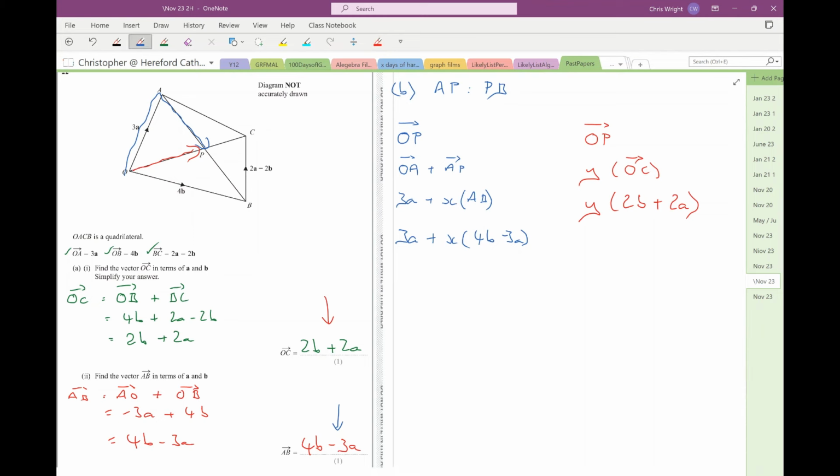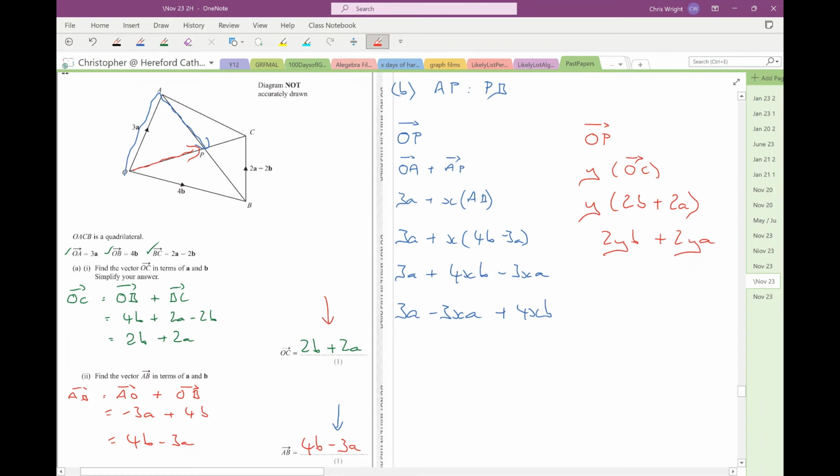Back to my blue route. 3a plus, multiply out the bracket, 4xb minus 3xa. Now I know in a moment I'm going to need to have all my a's together. So I'm going to write this as 3a minus 3xa and then plus 4xb. Now let's go to the red route. Multiply out the bracket, 2yb plus 2ya.